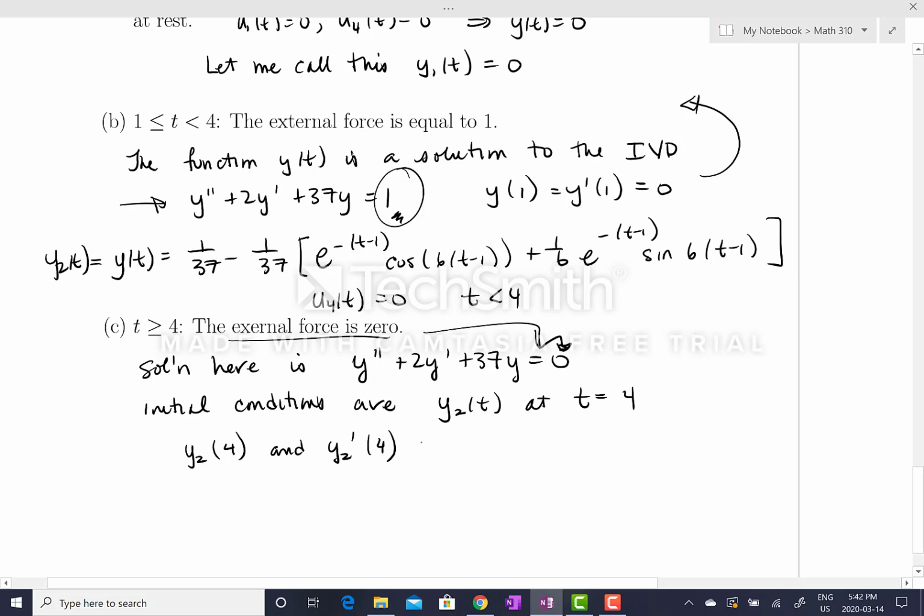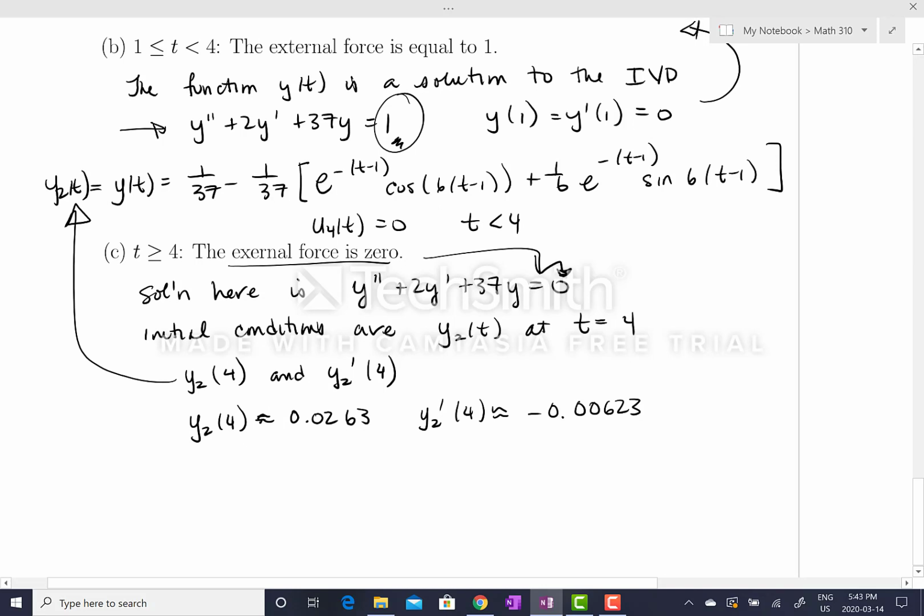We can compute those. It's a little bit laborious, but not too bad. We just look up here, there's y2, we have an expression for it, we simply evaluate it at 4, take the derivative, and evaluate the derivative at 4. Let me tell you what those numbers worked out to. y2 of 4 is approximately 0.0263, and y2 prime of 4 is approximately minus 0.00623. I can calculate those because I know what the function behavior is between 1 and 4.